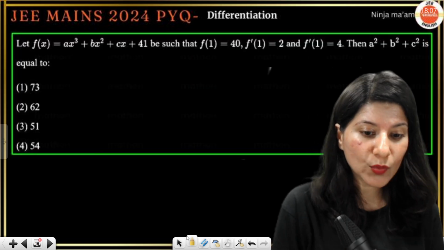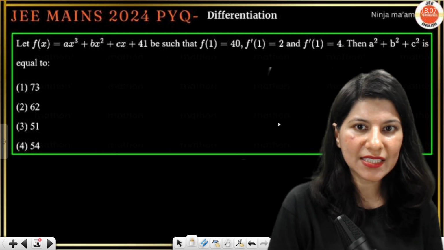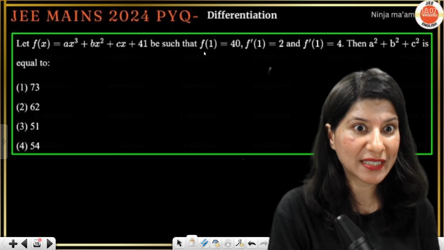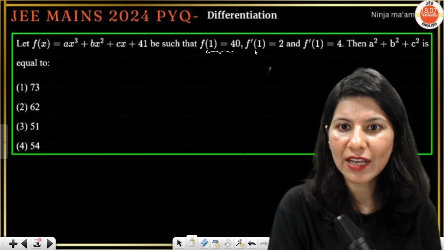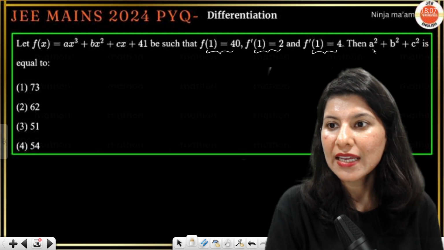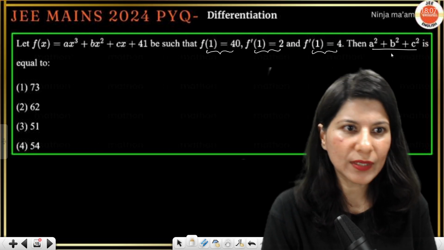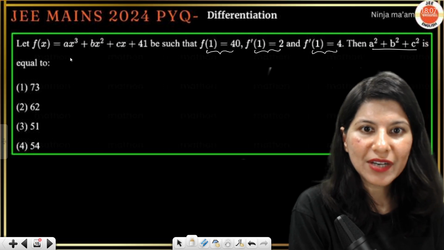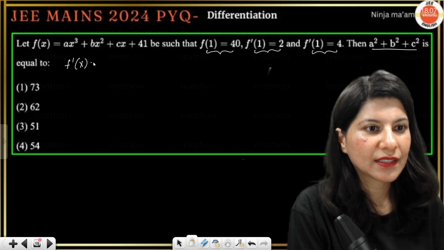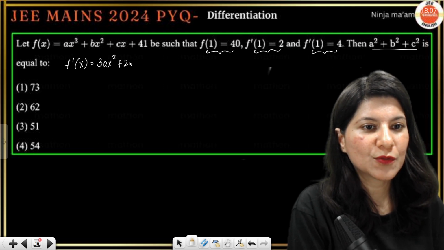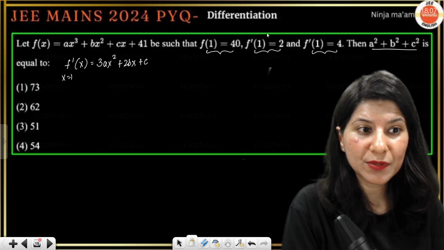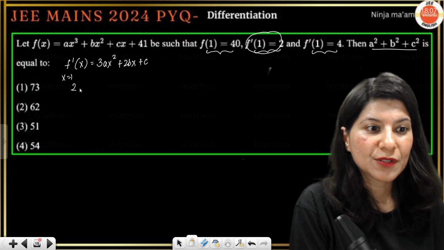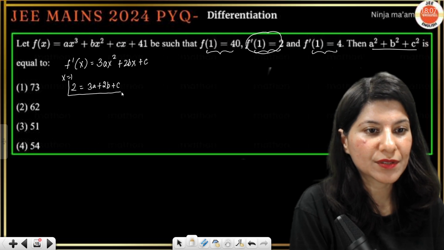Now again, the next question is here, which is looking like it might consume some time of ours, right? f of x is given like this. f of 1 is 40, f dash 1 is 2, f double dash 1 is 4, and they are asking the value of a square plus b square plus c square. So now let's start differentiating. f dash x is 3ax square plus 2bx plus c, correct? Put x equals to 1. The moment you put x equals to 1, you will get f dash 1, that is 2. So 2 equals to 3a plus 2b plus c, first equation.